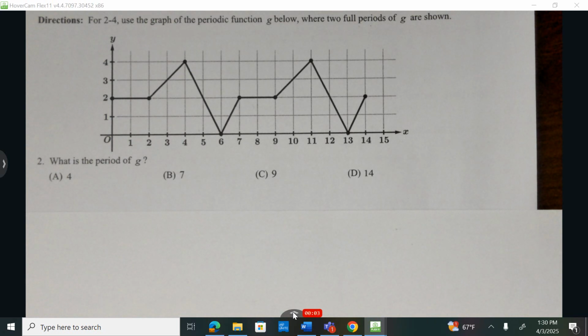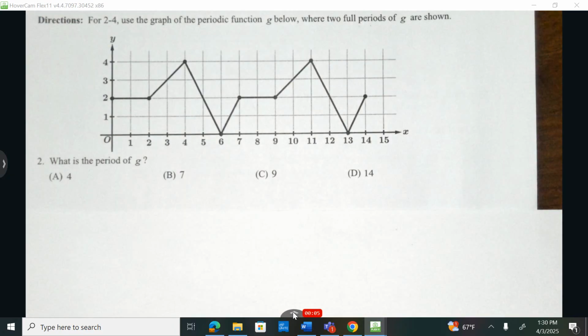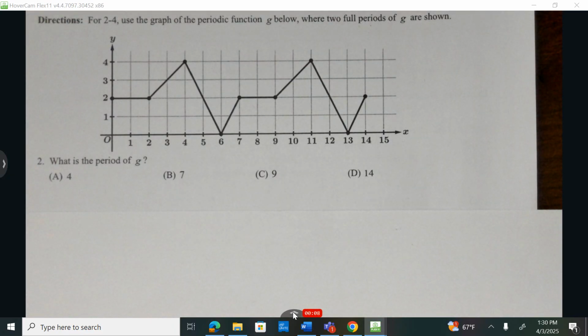In this video, we're going to look at questions 2 through 4 from the Unit 3 MCQ review, materials by Brian Passwater. Let's look at the very first one. It says that we're going to use the graph of the periodic function g below, where two full functions are shown.